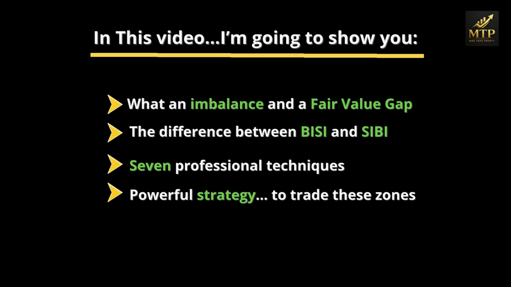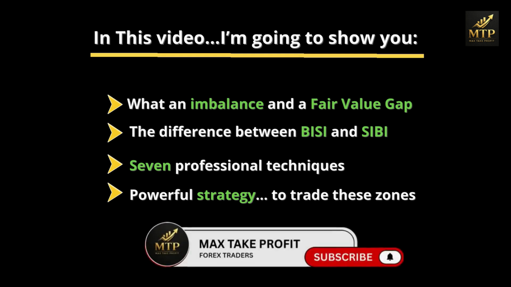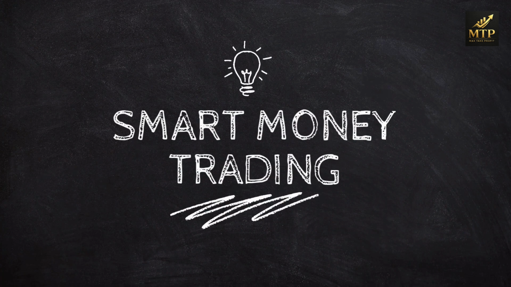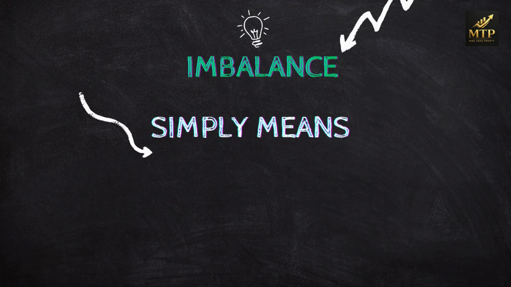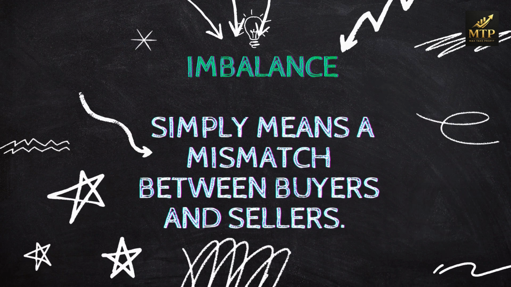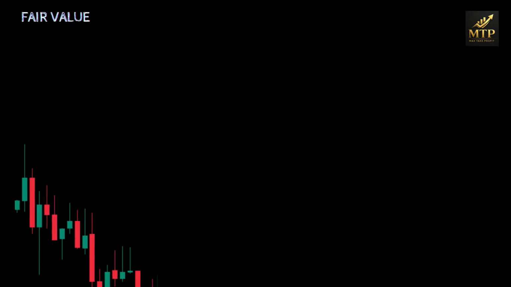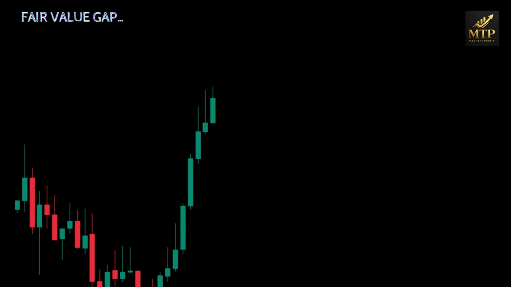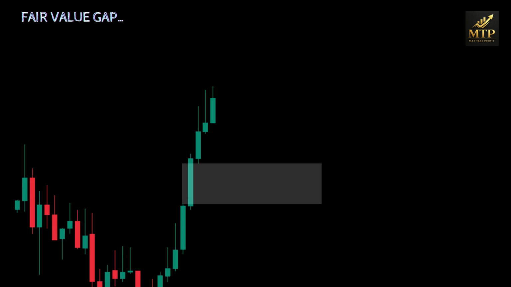Before talking about the 7 ways to identify a valid fair value gap and the strategy, we first need to understand the basics. In smart money trading, an imbalance simply means a mismatch between buyers and sellers. It's a situation where price moves so fast in one direction that the market doesn't have time to trade properly at certain levels. In other words, some price levels are skipped. The market becomes inefficient and often looks to return to those zones later.